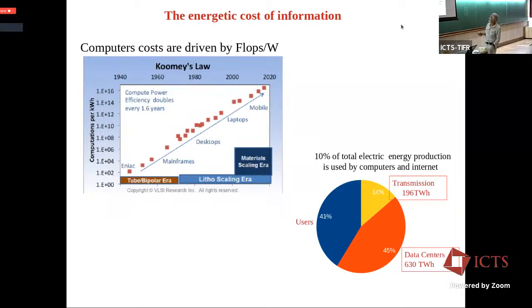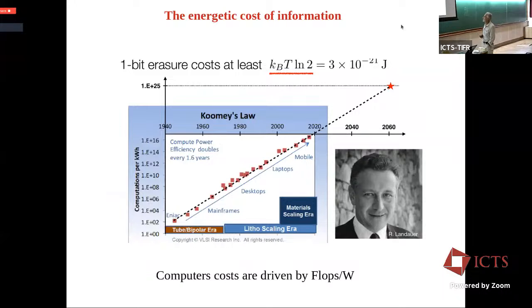And what is interesting, you can extrapolate this line. It's interesting to see that if you continue like this, you will reach the Landauer bound around 2050. Of course, probably this curve will bend, but at this point we could not do better than this, because this is the physical limit for the information. So this is an interesting point.